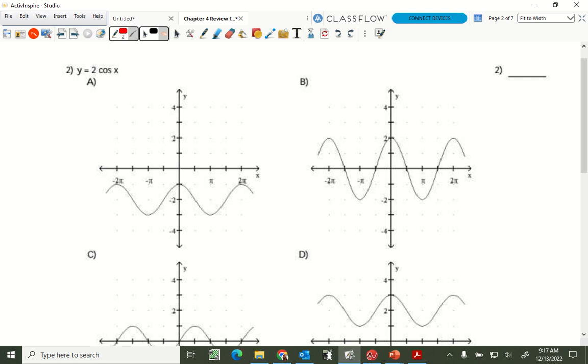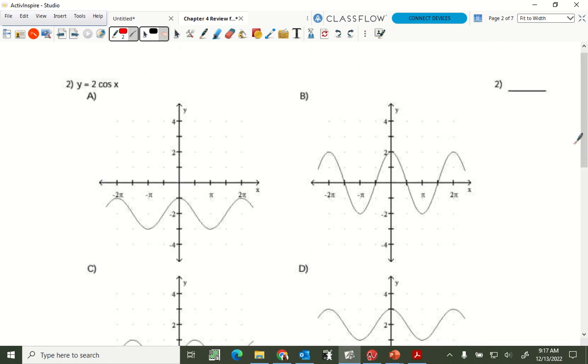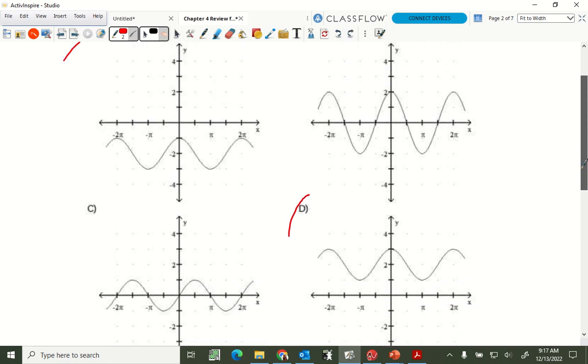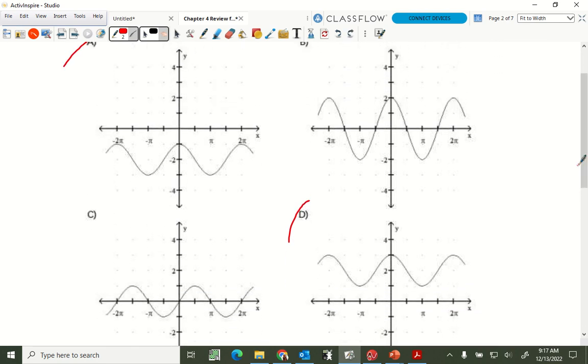Anyway, all right, this one right here. So I could try and match it to the graph. What's the amplitude here? 2. So it has to go up to 2 and down to -2, right? So you can just get rid of A. And D. I can get rid of D. And C, and you can get rid of that one too. Why C? Because it doesn't go down to -2 or up to 2. Yeah, it only goes to 1, right?